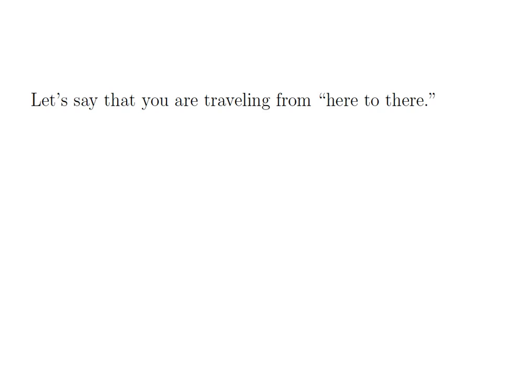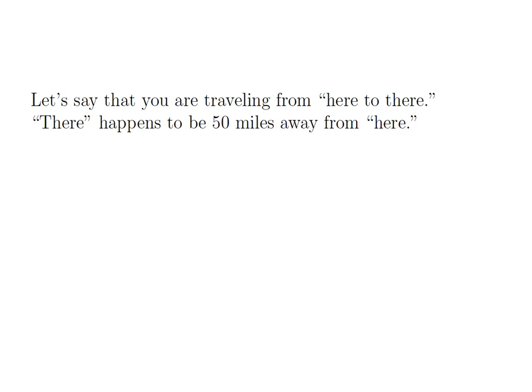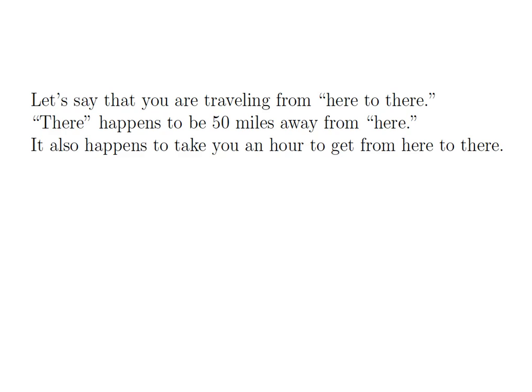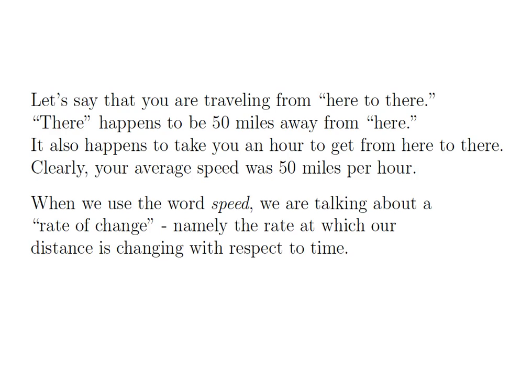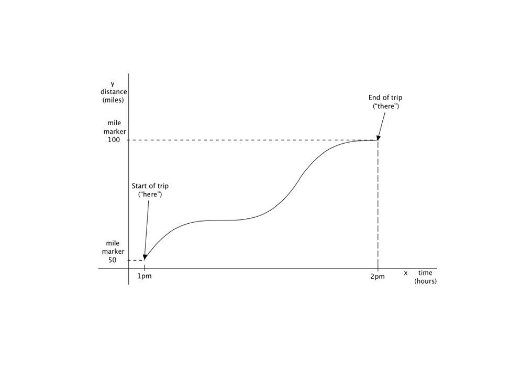Let's say you are traveling from here to there, and there happens to be 50 miles away from here. It also happens to take you an hour to get from here to there, so clearly your average speed was 50 miles per hour. When we use the word speed, we are talking about a rate of change, namely the rate at which our distance is changing with respect to time.